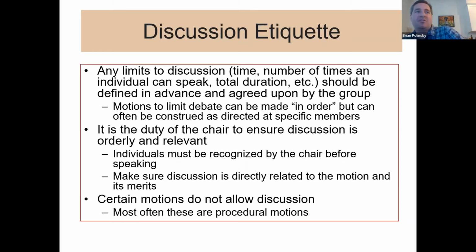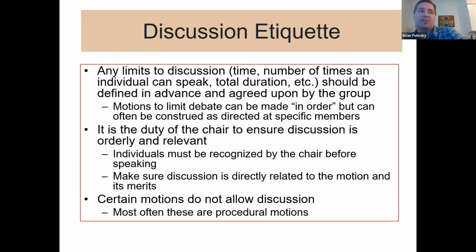It's the duty of the chair to ensure that the discussion that takes place at the meeting is orderly and relevant. So this is kind of where the chair comes in and recognizes each individual who is going to be speaking. And the chair will also make sure that the discussion is directly related to the motion and its merits. And if people are going off topic or talking about personal issues, remember personal issues are not discussed, then the chair needs to interrupt sometimes and say, we need to make sure this discussion is on topic and that we're discussing the actual motion that is under consideration.